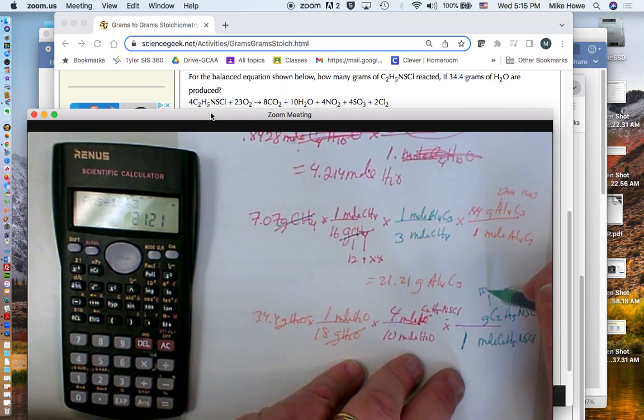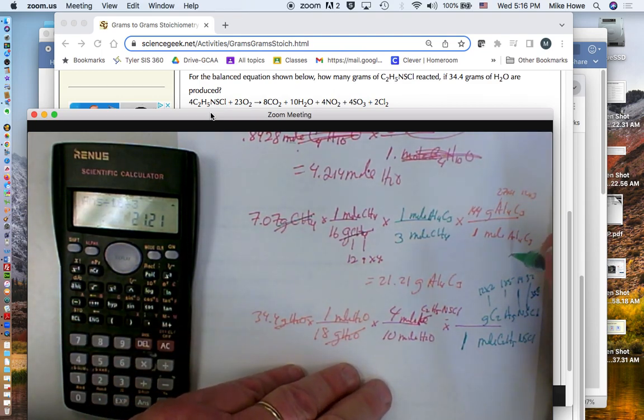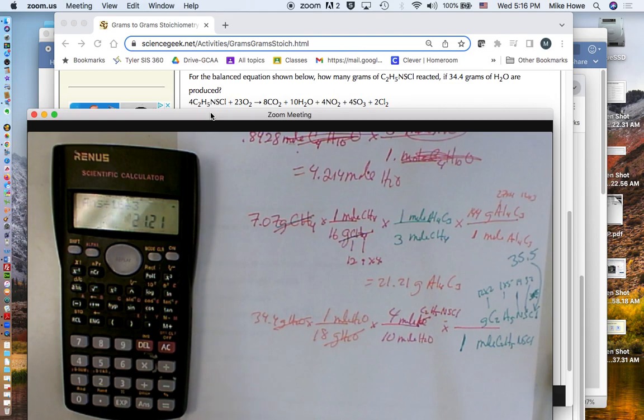So carbon is 12 times 2. I'm going to make sure I wrote the formula down. C2H5NSCl. 12 times 2. Hydrogen is 1. There's 5 of them. N is 14 right here. Sulfur is 32 here. And I'm going to use 35.5 for chlorine. Probably you could get by with 35, but it's kind of halfway between, and most chemists will use 35.5 for the mass of chlorine. Let me write it up here a little neater, 35.5. Because if you look at the periodic table, I think it says 35.45, which would round out to 35.5.